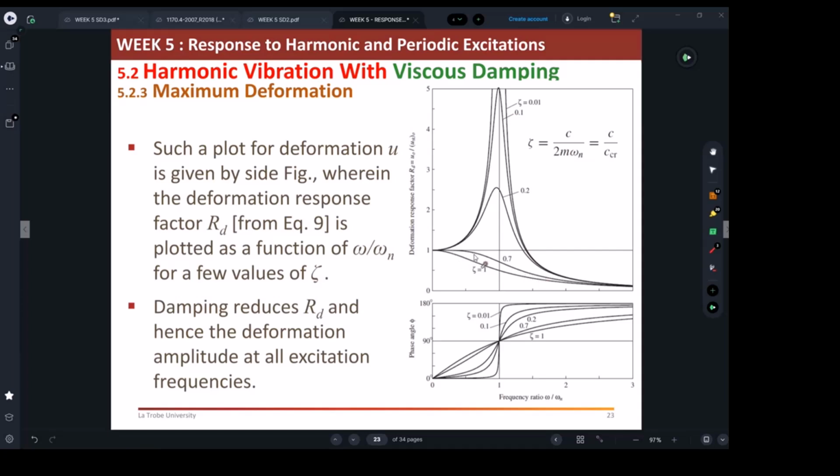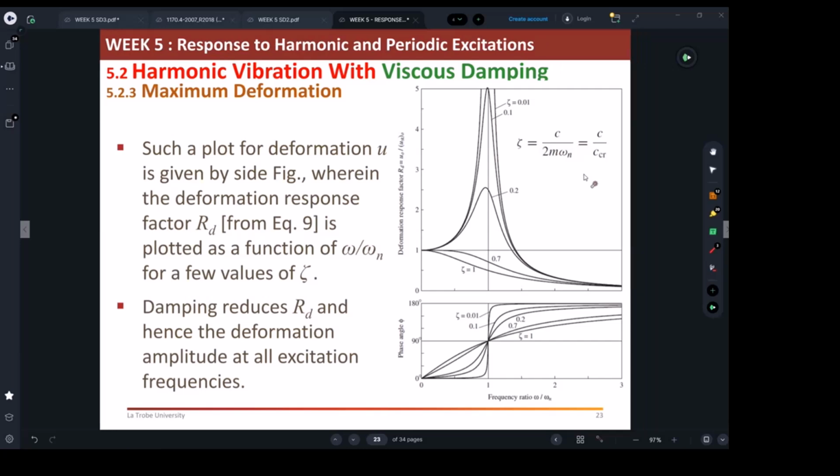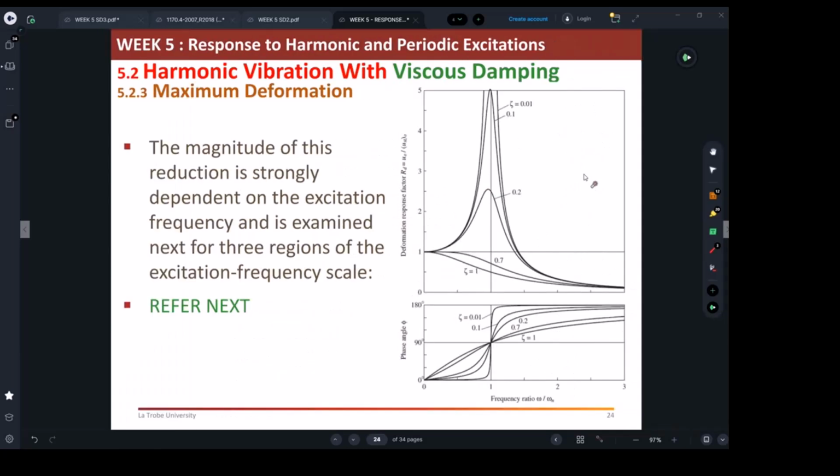the plot shows different lines for different damping ratios, and as we discussed last week, the damping ratio comes from those basic equations. It's the ratio between the damping constant over the critical damping, where critical damping is defined by 2 times the mass times the natural frequency of the system. Okay, so that's just explaining to you the details of those plots.